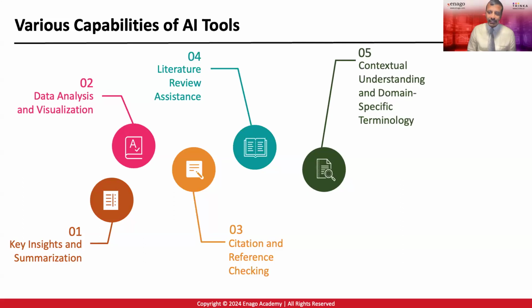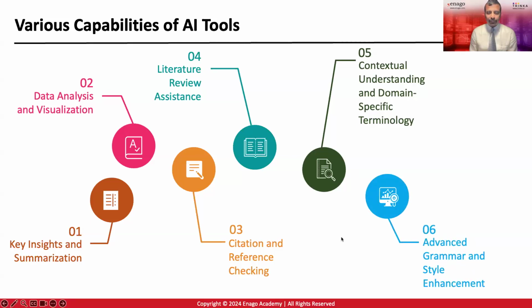For contextual understanding and domain-specific technology, as I mentioned, interdisciplinary research is increasing in abundance, and you need to be aware. I'm an orthopedic surgeon. I used to be an orthopedic surgeon. I need to be aware of robotics, for example, and need to be on top of some of the technology. And some of these AI tools can help you overcome that barrier.